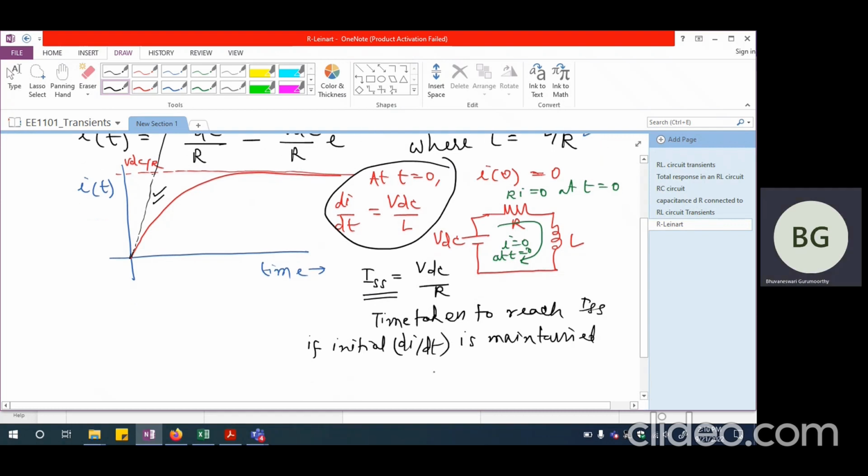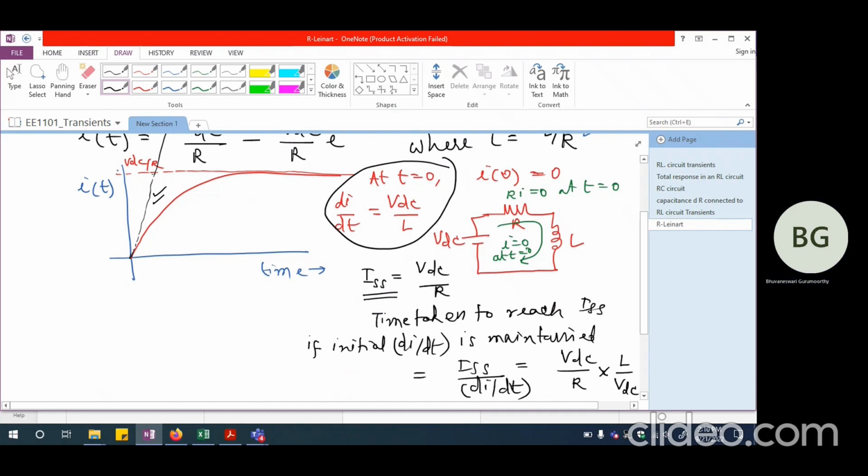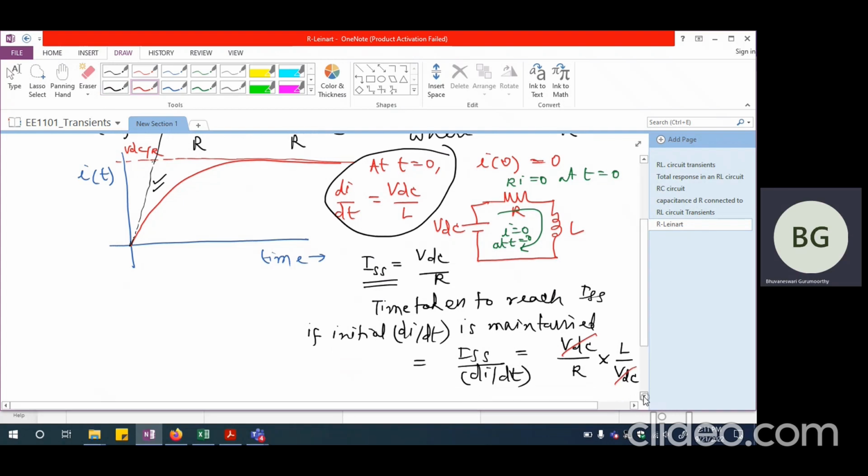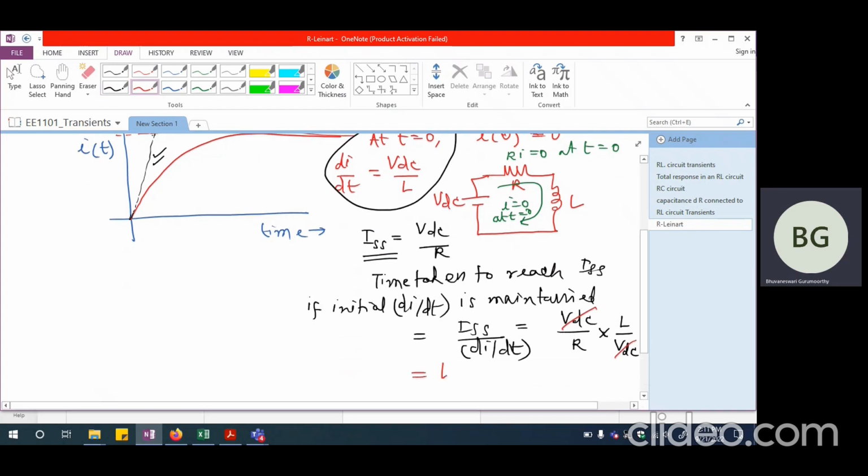So that has to be essentially ISS divided by di by dt. That should give me the time. So I can say that is VDC divided by R, and the initial di by dt is VDC by L. So I should be able to write this as multiplied by L by VDC. So now these two get cancelled. So what I get is L by R.